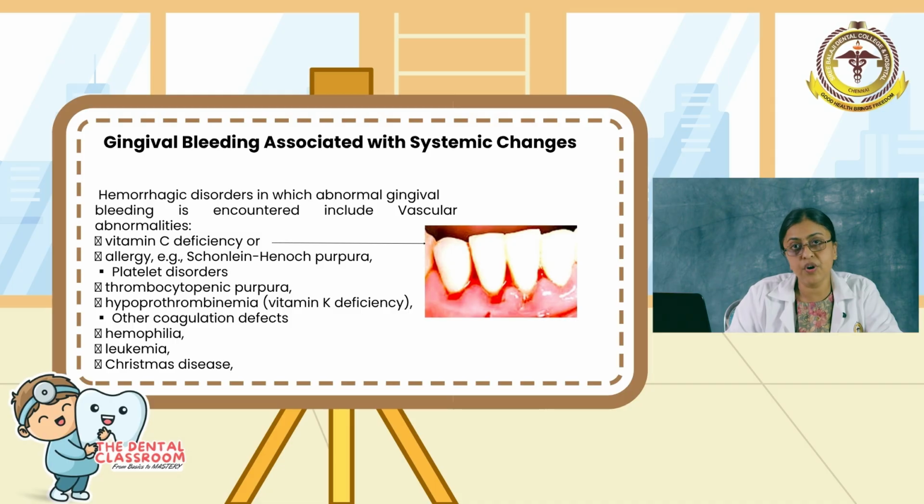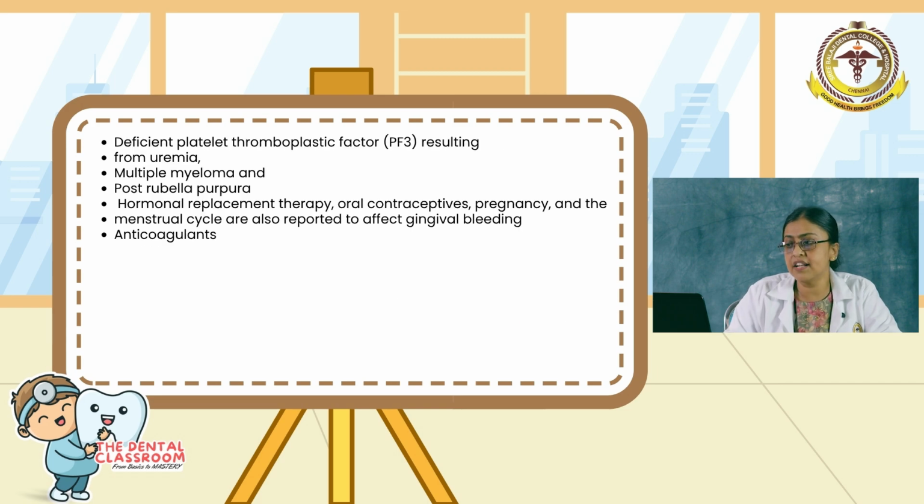Gingival bleeding is also associated with certain systemic changes. Hemorrhagic disorders in which abnormal gingival bleeding is encountered include vascular abnormalities, that is vitamin C deficiency, or due to allergies, platelet disorders such as thrombocytopenic purpura and hypoprothrombinemia, or other coagulating factors such as hemophilia, leukemia and Christmas disease. Deficient platelet thromboplastic factor resulting from uremia, multiple myeloma and post-rubella purpura.